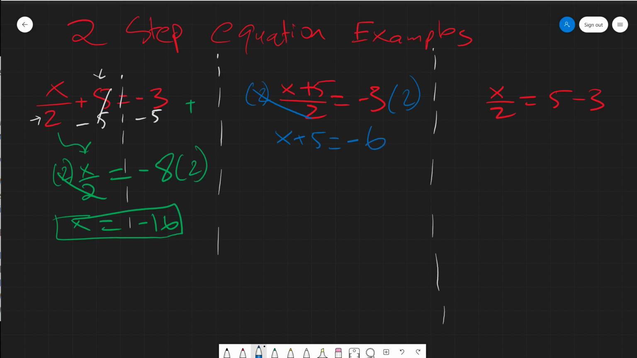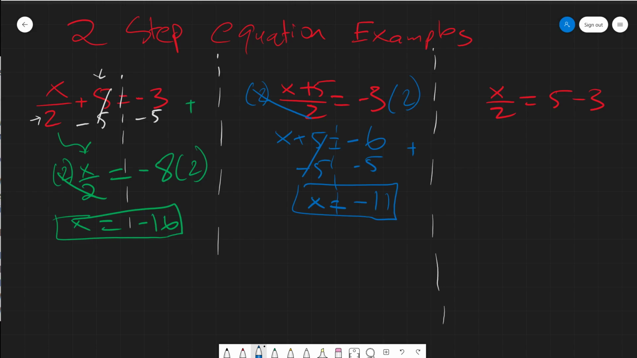Now I'm going to just have a simple one-step equation where the opposite of adding is subtracting. So I get to subtract from both sides. And now I have same signs in adding and subtracting, so I get to add them and keep the sign.